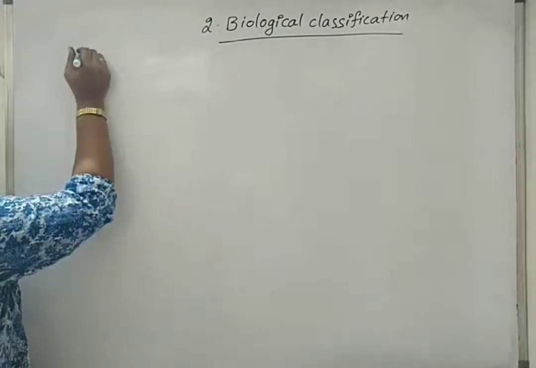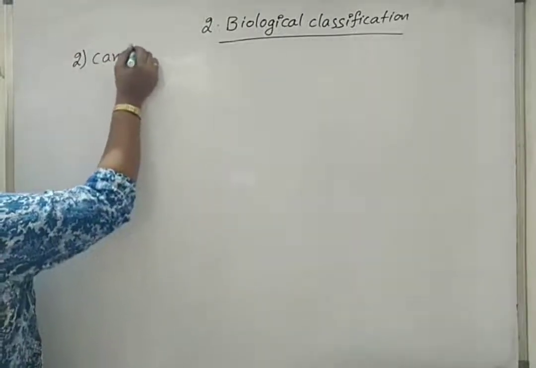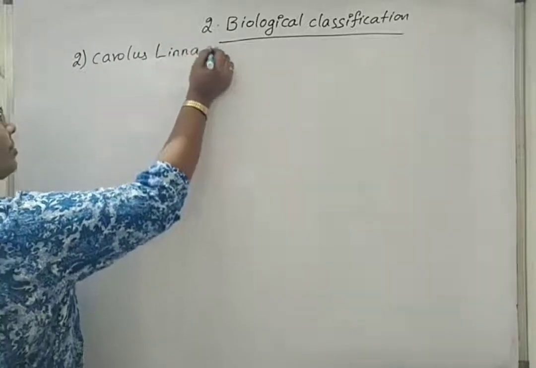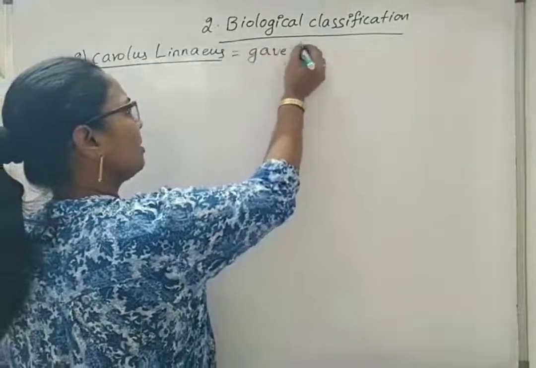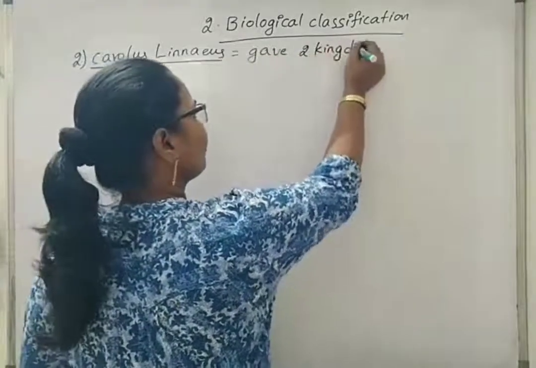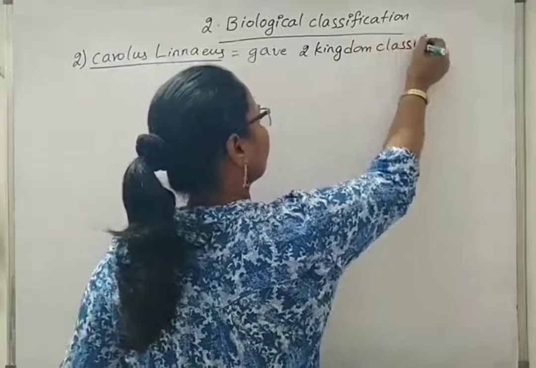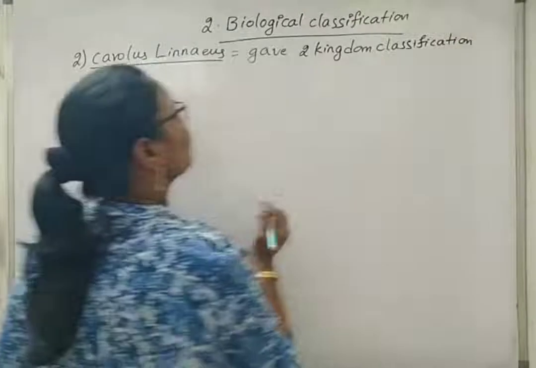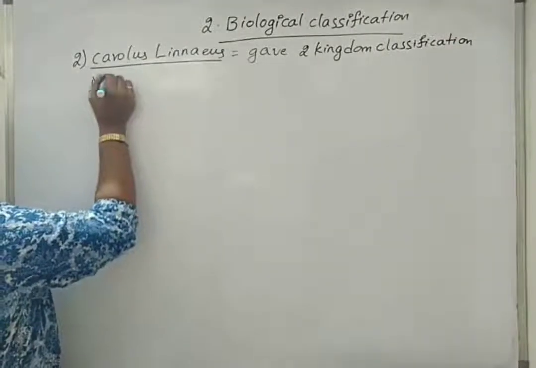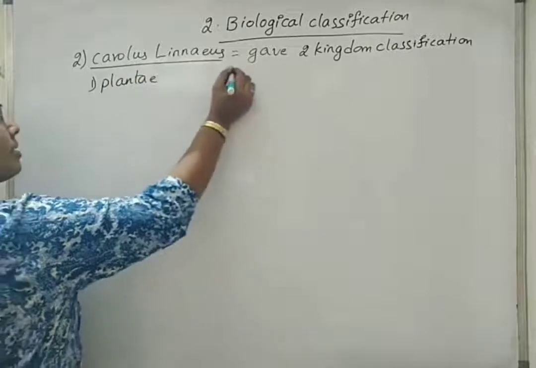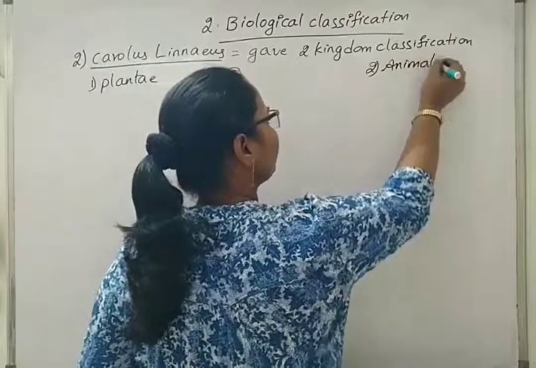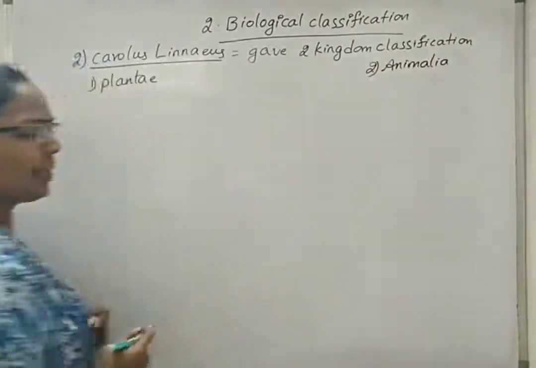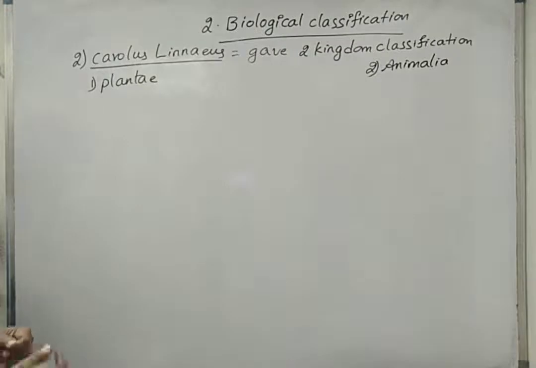Next classification is given by Carolus Linnaeus. Carolus Linnaeus gave a two kingdom classification. What are those two kingdoms? One is Plantae, second one is Animalia. He gave this classification in 1758.